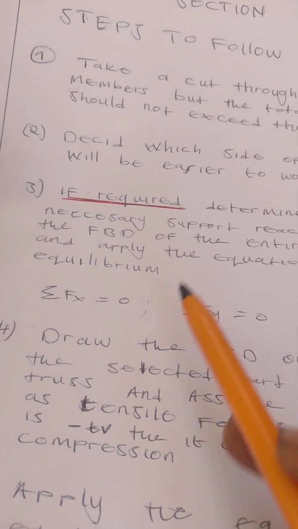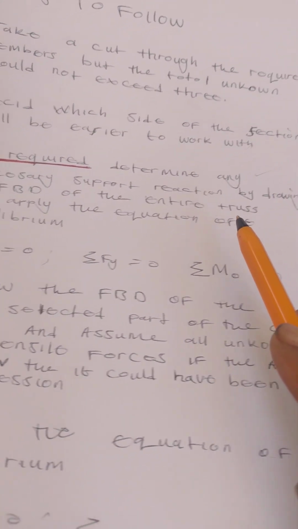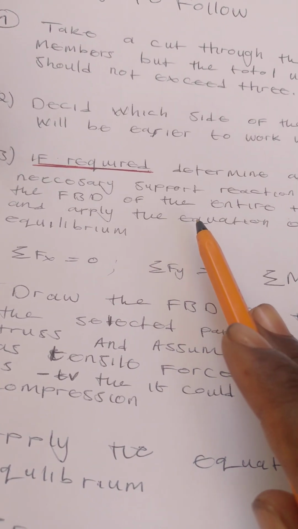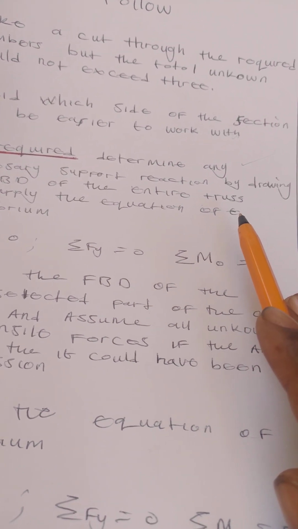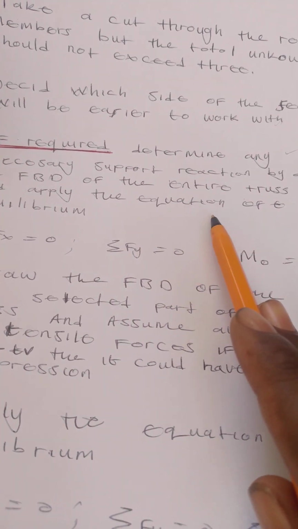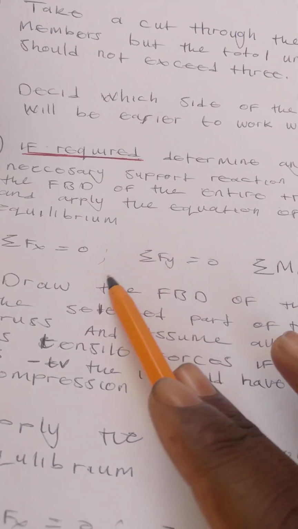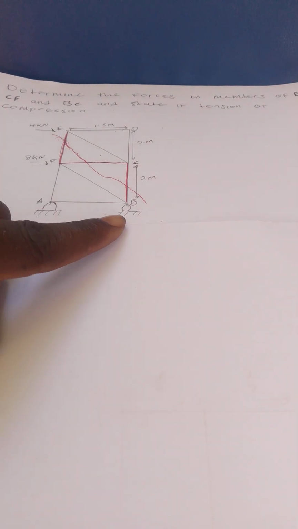Step 3: if necessary, determine the support reactions by drawing the free body diagram of the entire truss. Then you apply the equations of equilibrium. Though it will not be very applicable here, I just want to show you. You have to understand the concept of a pin and a roller. You have to know the forces a pin has and the force a roller has.